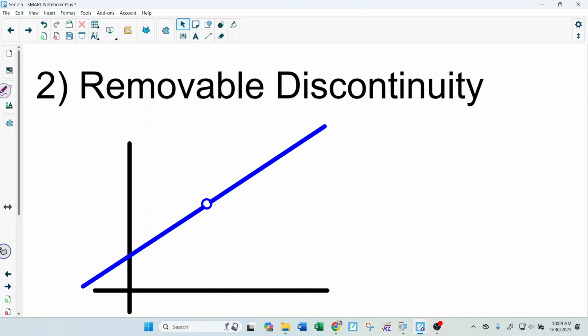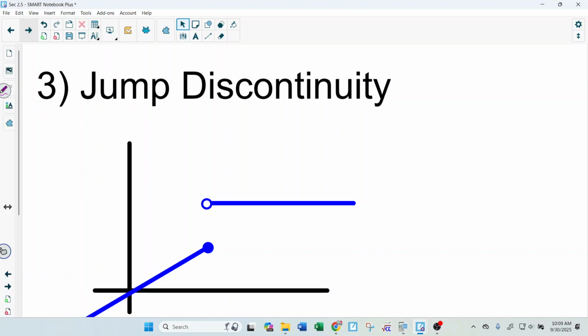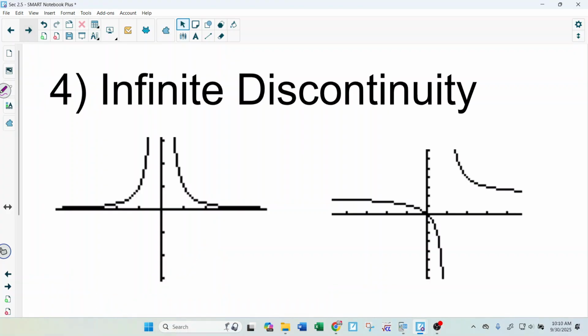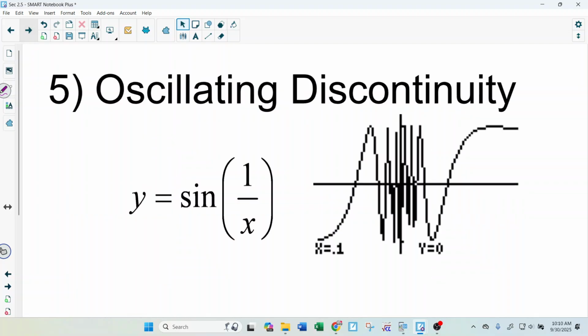We talked about removable discontinuity, which was just like 1 point being removed. We talked about a jump discontinuity, and usually we think of that as like a piecewise function or something that we have a jump in. We talked about infinite discontinuity, which is vertical asymptote. We talked about oscillating discontinuity. That's pretty much like the one example. That's not one we really experience much anymore, but it's out there.